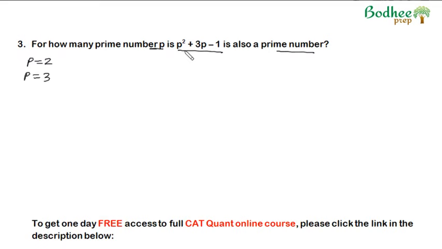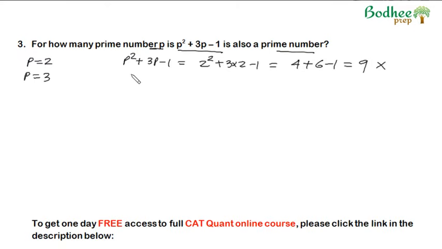So if I put the value of p to be 2 here, then p square plus 3p minus 1 will be 2 square plus 3 into 2 minus 1, right? Which is nothing but 4 plus 6 minus 1, which is how much? 9. So we can say that this is not a prime number, correct?